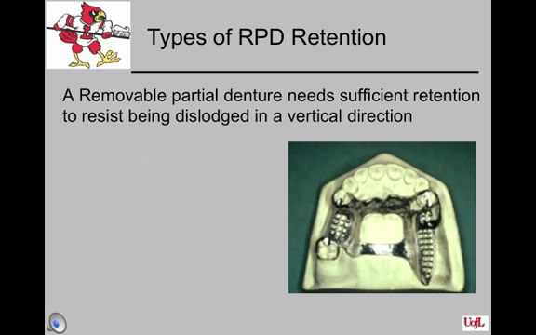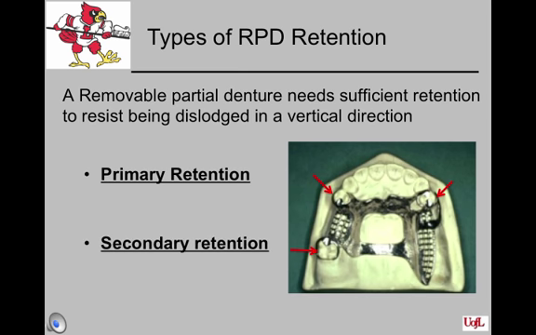A removable partial denture needs sufficient retention to resist being dislodged in a vertical direction. There are two types of retention involved. One is primary retention, and it is achieved by placing direct retainers on the abutment teeth used for the partial denture. The second is secondary retention, and it's produced by close contact of minor connectors with the tooth guide planes and with denture bases and major connectors in intimate contact with the underlying tissues.